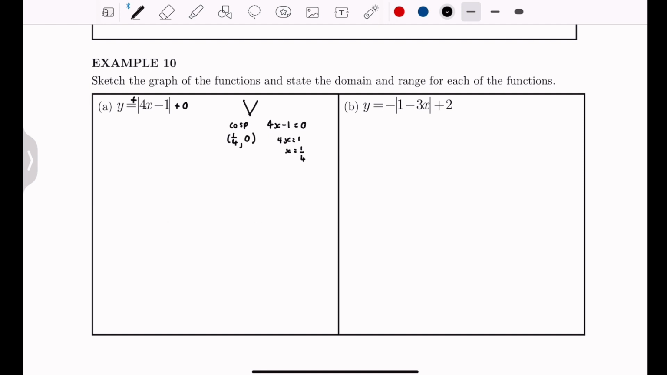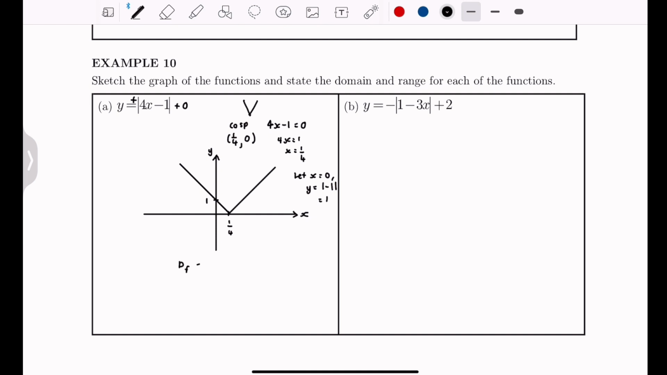To sketch what we have right now, draw the x-axis. After that, draw the y-axis. x is 1 over 4, y is 0. So we should have something like this for our function. If we need to find the y-intercept, we just let x equal 0. So y equals modulus of negative 1, which equals 1. So this is 1.